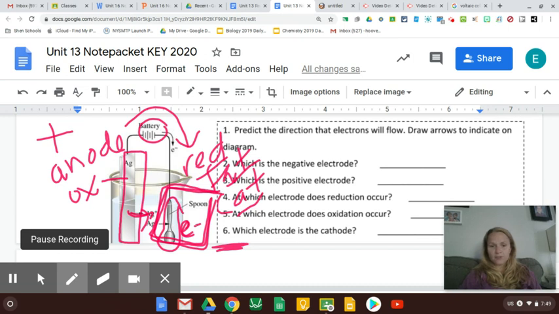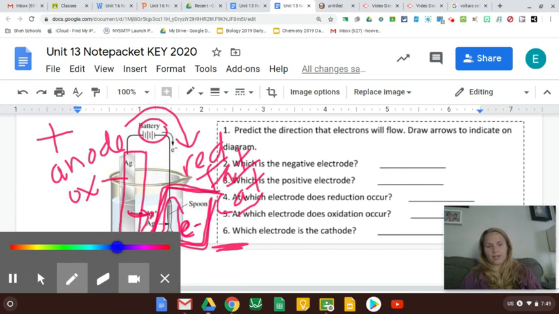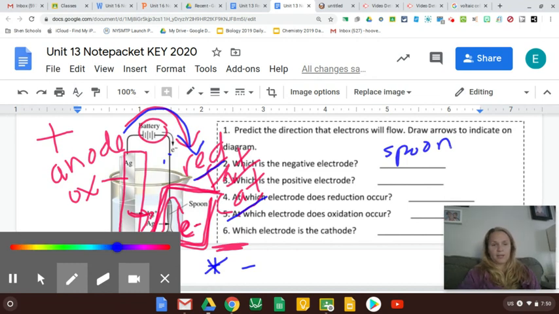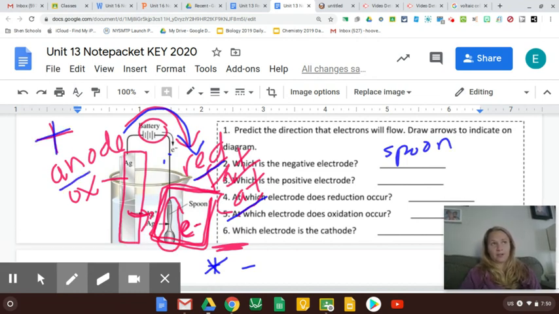Let's see if we can answer the questions. The direction the electrons will flow. Once I figured out anode and cathode, I know it goes from anode to cathode. Oh, it's actually already written there too. Which is the negative? Well, red fat cat is the site of reduction. It's the cathode. Normally that's positive, but it is flipped in electrolytic. So the spoon is the negative one. Okay, so which one's positive must be the anode. Usually anodes are negative, but that's the one thing that gets flip-flopped in electrolytic cells, so that must be the silver.